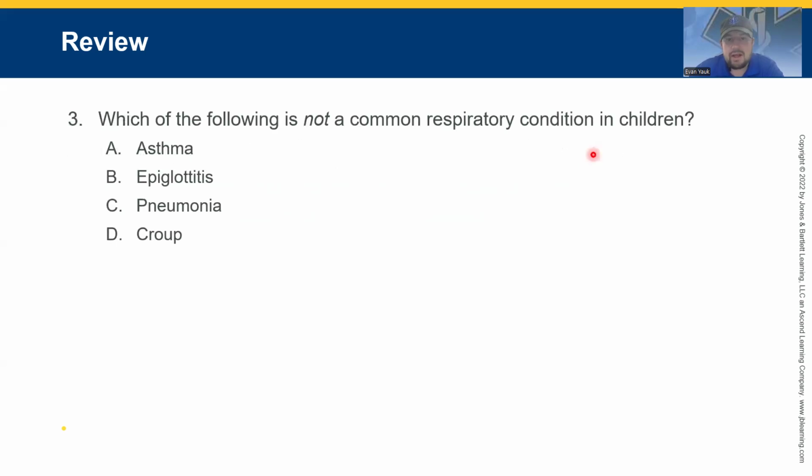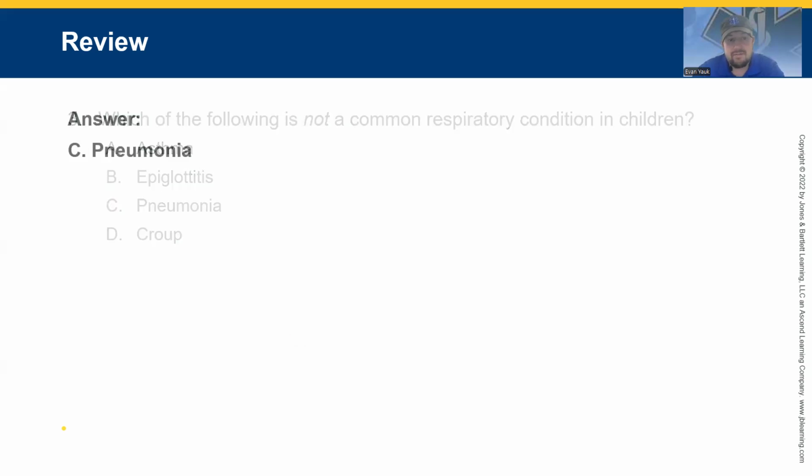Which of the following is not a common respiratory condition in children? We know children have asthma. We know epiglottitis happens in children. We know that croup, that seal-like bark, okay. We know epiglottitis, remember the drooling? That was our keyword. So the one that's not there is pneumonia. Answer is C. So I hope you guys got something out of this one. That's pediatric emergencies, and I will catch you on the next one.